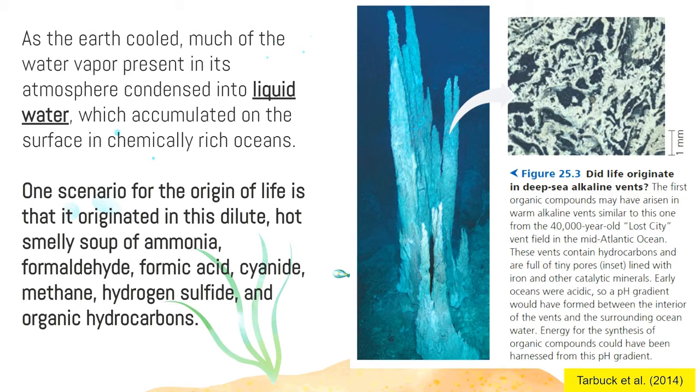Okay? So one scenario for the origin of life is that it originated in this dilute, hot, smelly soup of ammonia, formaldehyde, formic acid, cyanide, methane, hydrogen sulfide, and organic hydrocarbons. So that's one possible scenario that could explain the origin of life on our planet.